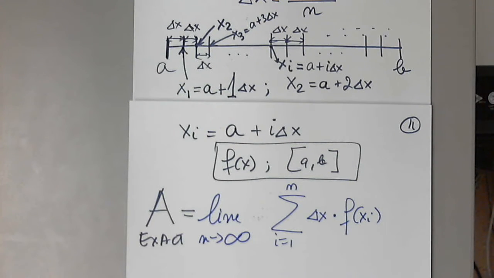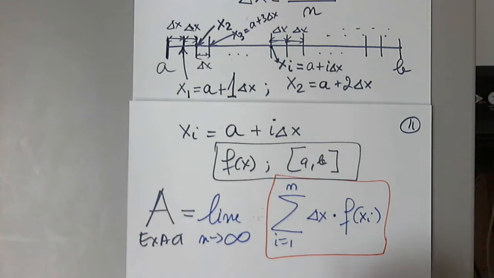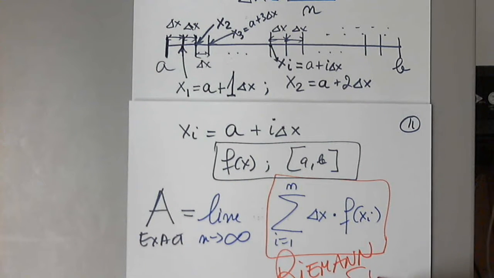I don't want to stop at 4. I don't want to stop at 8. I don't want to stop at 16, not at 32, not at 128, never. To make sure that this is the exact area, I have to make n, the number of subintervals, go to infinity. This has a name. This is called the Riemann sum.